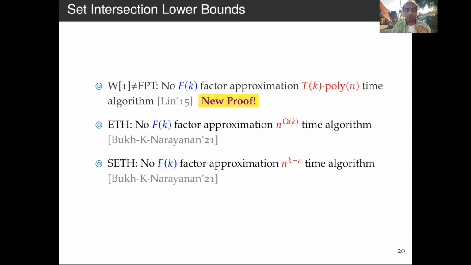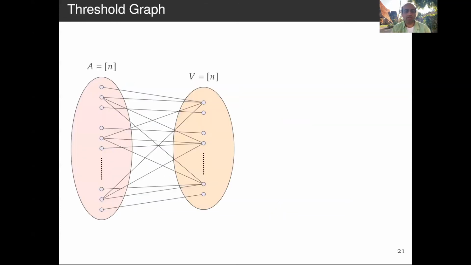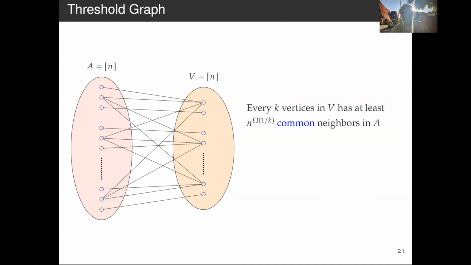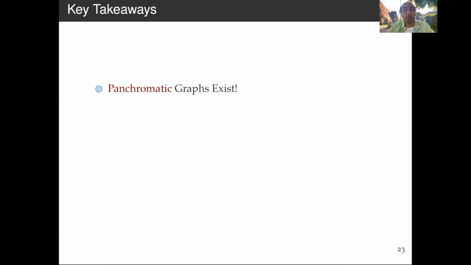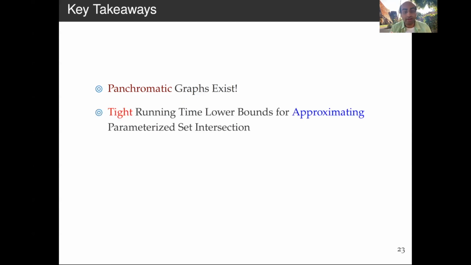In fact, in our work, we also give a new proof of Bhangale-Khot-Lin's result by constructing threshold graphs, as he calls them, which are these really non-trivial objects where you have a balanced bipartite graph such that if you pick any k neighbors in V, then they have at least n to the omega(1/k) common neighbors in A. But if you pick any k plus 1 vertices in V, then they have a very small number of common neighbors in A. And we show these exist as well. To summarize, panchromatic graphs exist, and they are used for tight running time lower bounds for approximating the parameterized set intersection problem.